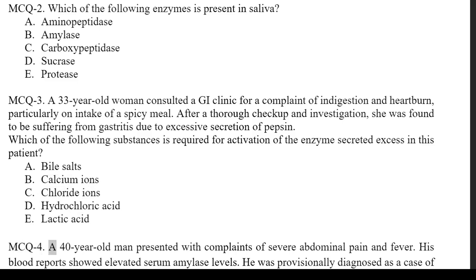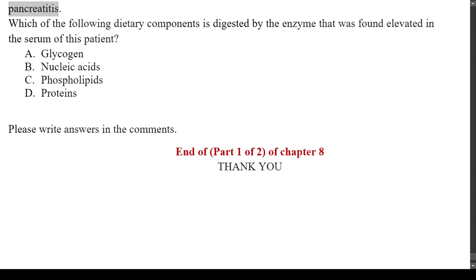MCQ 4. A 40-year-old man presented with complaints of severe abdominal pain and fever. His blood reports showed elevated serum amylase levels. He was provisionally diagnosed as a case of pancreatitis. Which of the following dietary components is digested by the enzyme that was found elevated in the serum of this patient? Glycogen, nucleic acids, phospholipids, proteins.